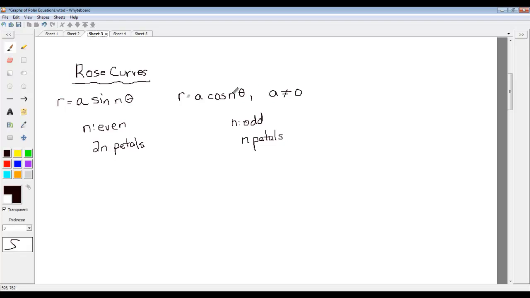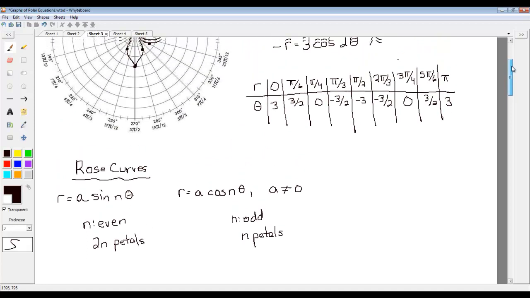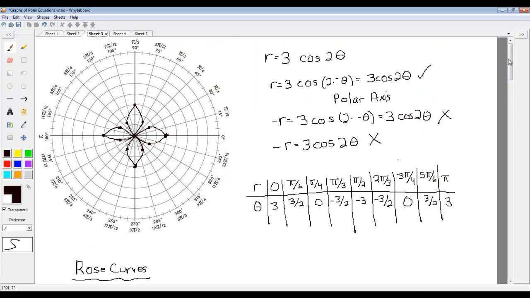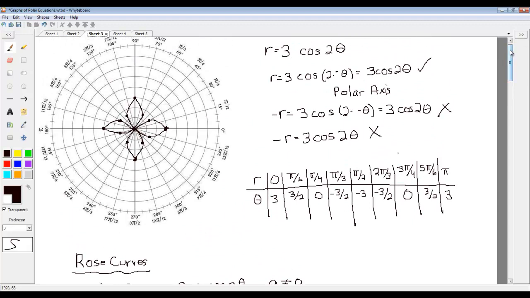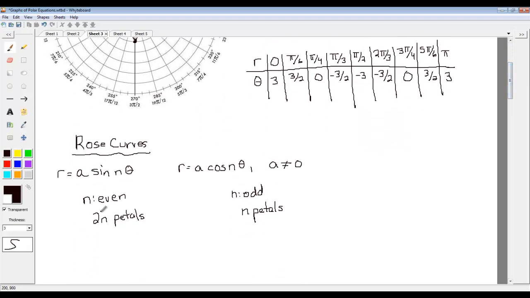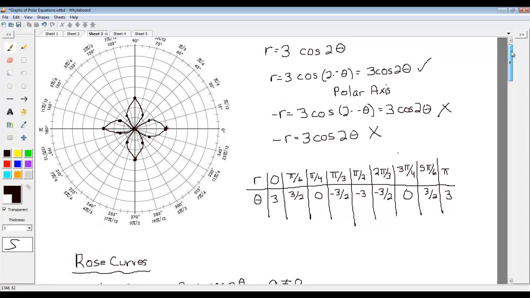It's kind of cool that way. If it's sine, one of your petals is going to be situated on the y-axis. But let's go back and look. We had r equals 3 cosine 2 theta. We had a cosine. The n is 2. N is even. So if n is even, you're going to have twice that number of petals. Well, if n is 2, we're going to have twice that, which is 4 petals.